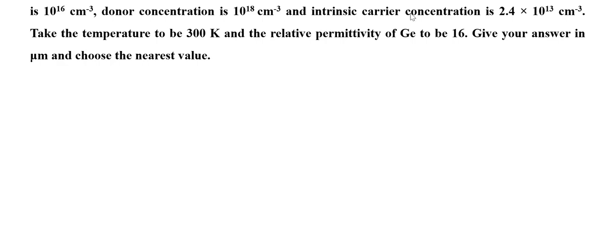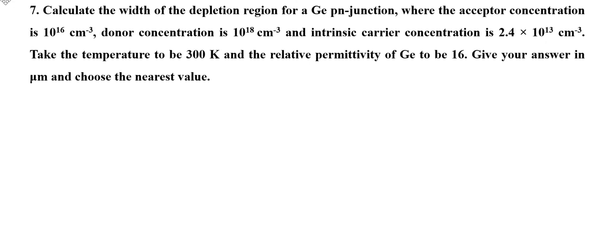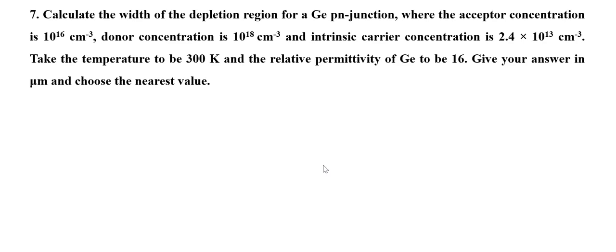So next is, calculate the width of the depletion region for a germanium p-n junction. Acceptor concentration Na is given as 10 power 16. Donor concentration Nd is given as 10 power 18. Intrinsic carrier concentration Ni is 2.4 into 10 power 13. You have to take the temperature to be 300 Kelvin and the relative permittivity of germanium to be 16. First you have to find the voltage, and then from the voltage you have to find the width of the depletion region.